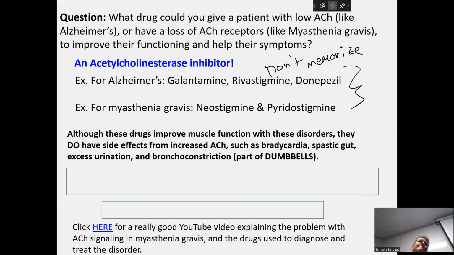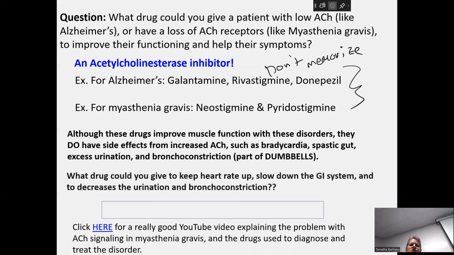If you're asthmatic, that might be a problem. All right. So what drug could you give to keep the heart rate up, slow down the GI system, block the bronchoconstriction, all that stuff? What's a drug that I gave you as treatment for cholinergic syndrome that will stop those muscarinic acetylcholine functions? It begins with an A, atropine.